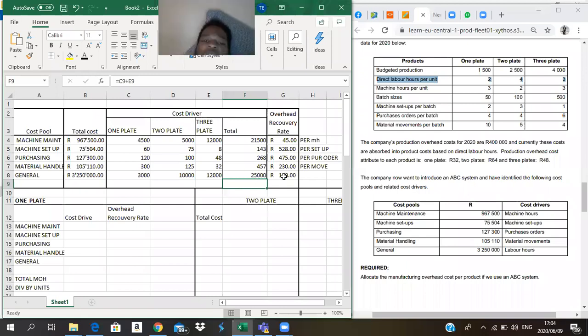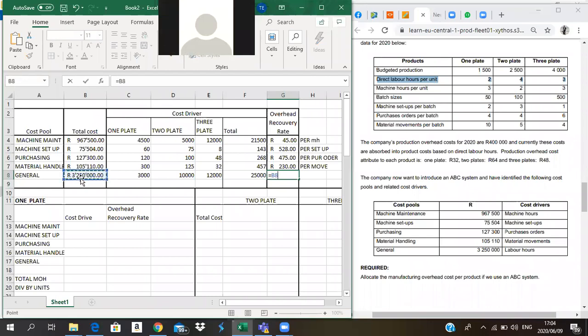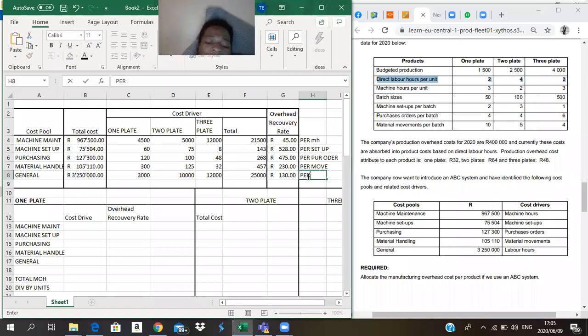Then to get my overhead recovery rate, I take the total cost, which is this 3,250,000, and divide by the total of my cost driver, the 25,000, giving me an amount of 130 per labor hour. Okay, how did you get the 10,000?